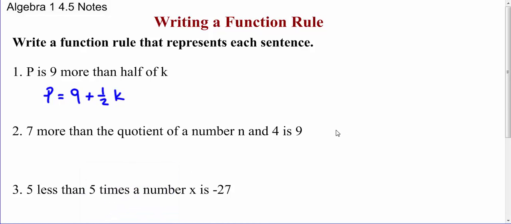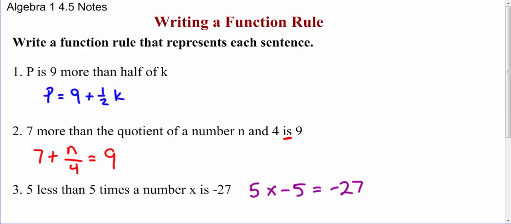Alright, let's take a look at the next one here. 7 more than the quotient of a number n and 4. Okay, again, 7 more says 7 plus. The word quotient means division, and it's a number n and 4, so we know that's 7 plus n over 4, and there's that word is, which we know means equals, so it's equal to 9. Why don't you guys pause the video, do the third one on your own, and see how you're doing.